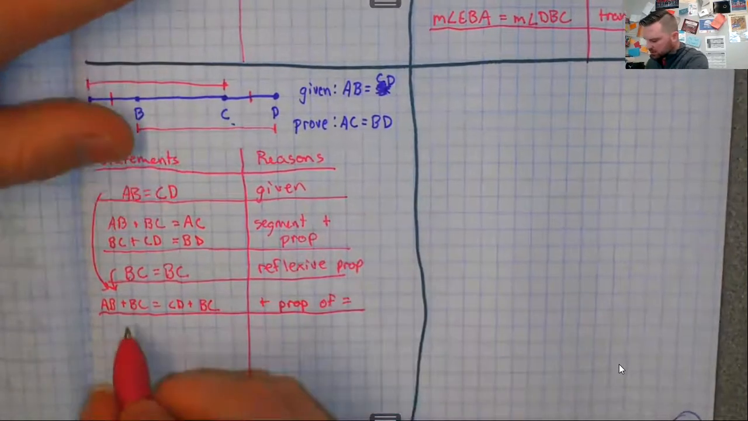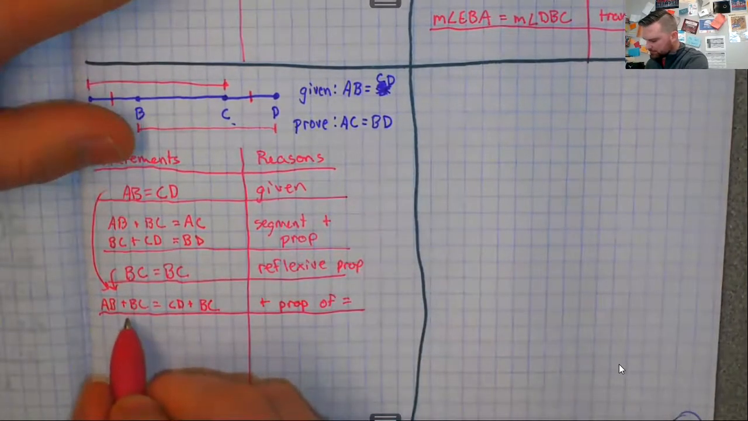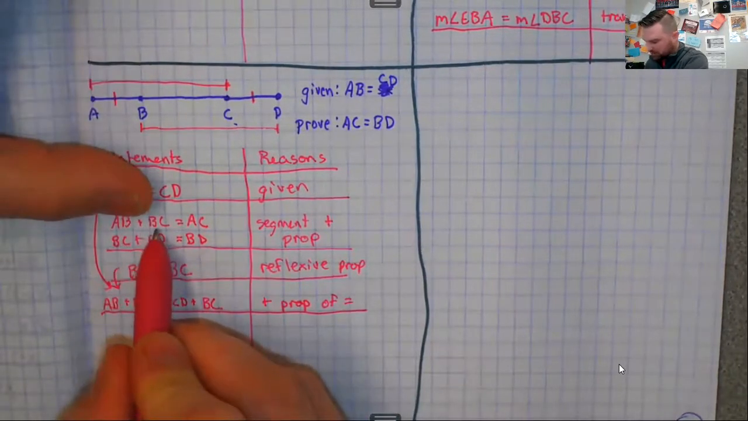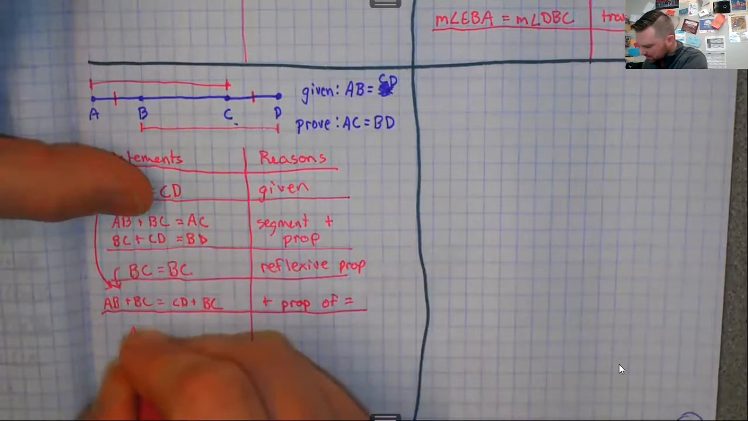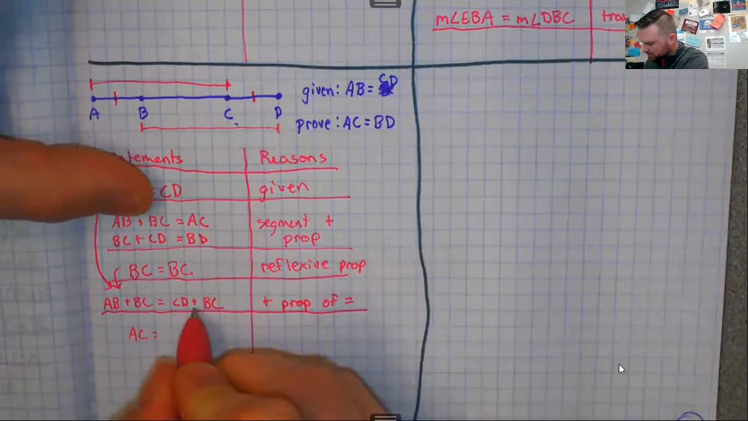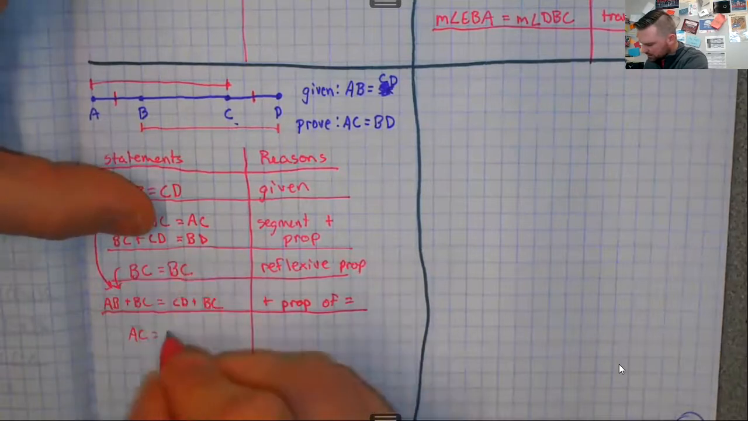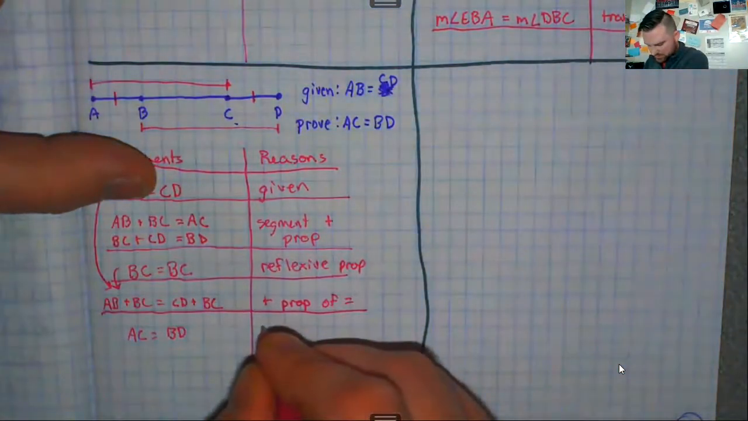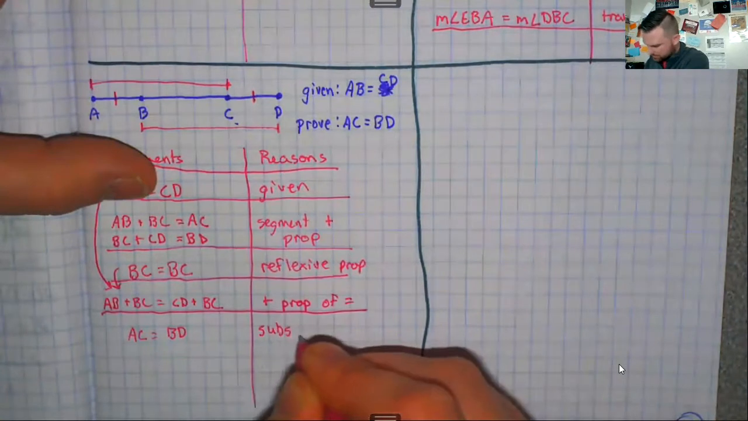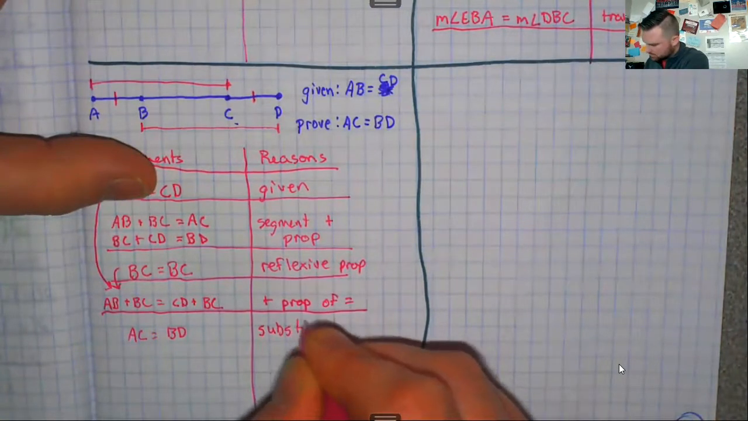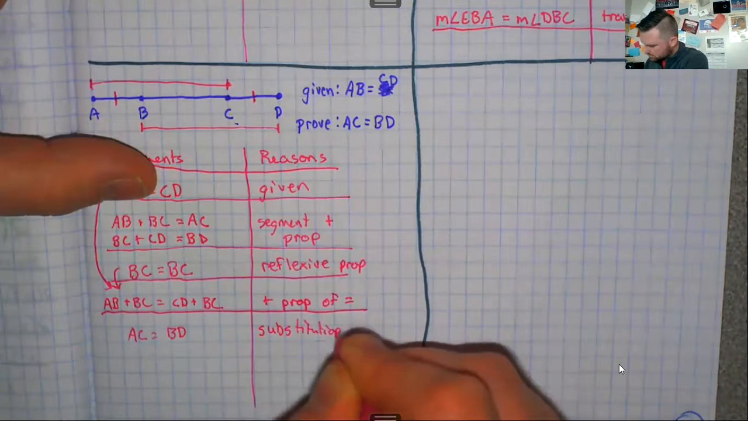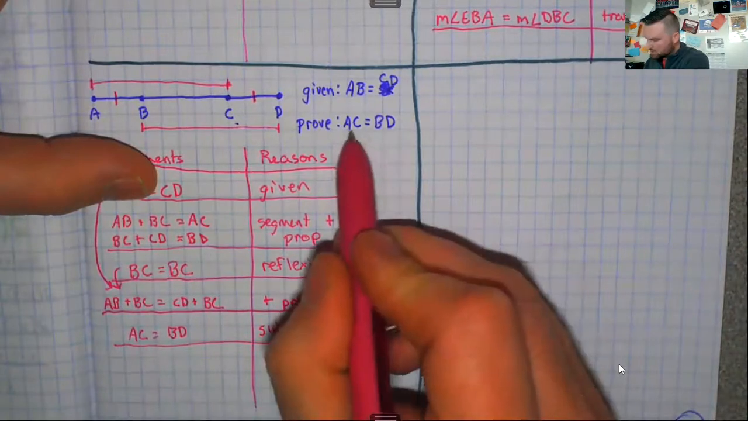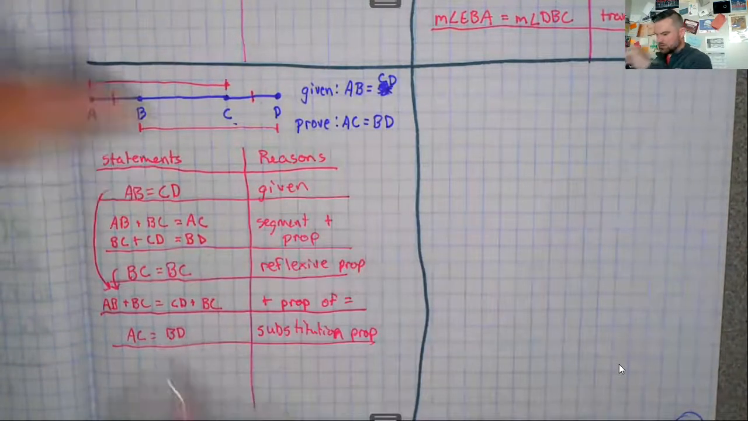Okay, well, you could subtract. AB plus BC equals AC. So AC equals, and CD plus BC right here equals BD. And what I did is I took those and I substituted it in. So that's the substitution property. And look, we've said what they wanted us to prove right here. So we're done.